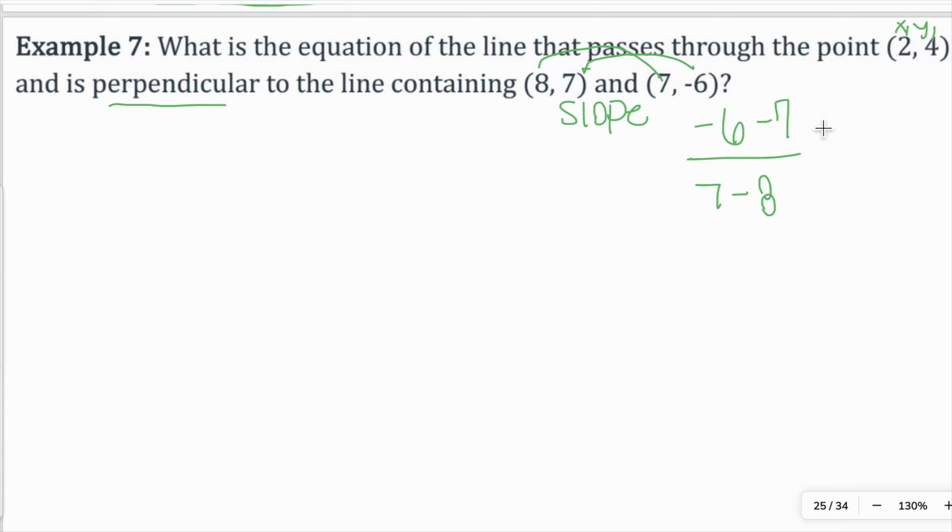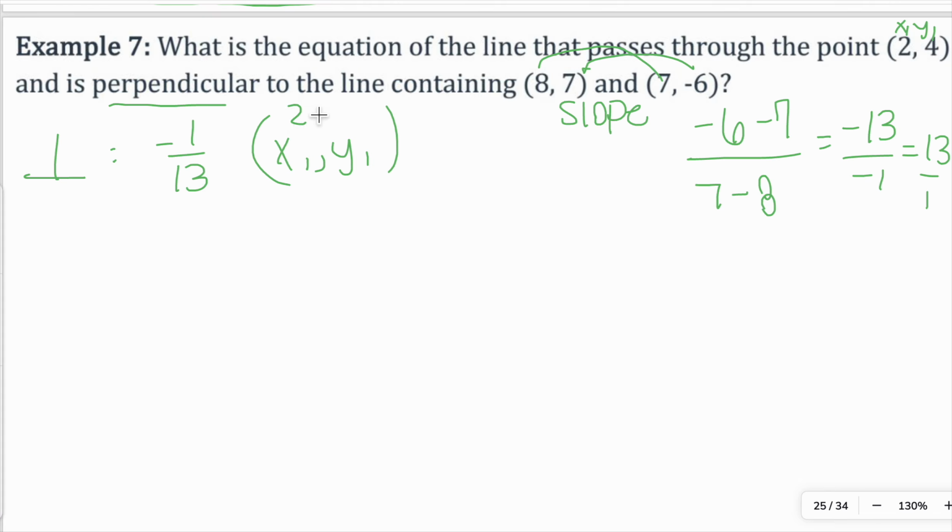Okay, negative 6 minus 7 is a negative 13. 7 minus 8 is negative 1. So my normal slope is just 13 over 1. So my perpendicular slope would just be the opposite reciprocal, negative 1/13. Now let's use x1 and y1, which is 2 and 4, to plug that into point slope form and then put it in our equation.